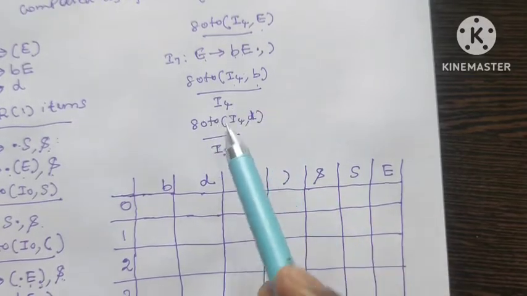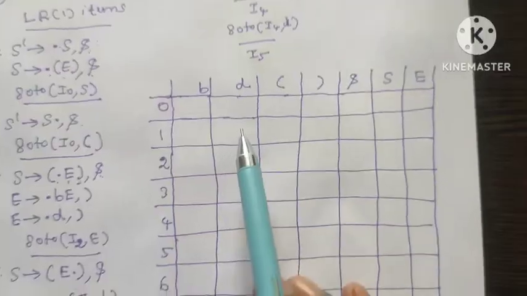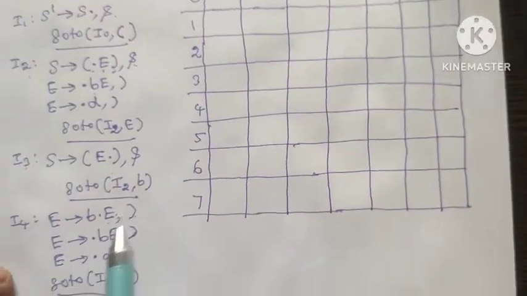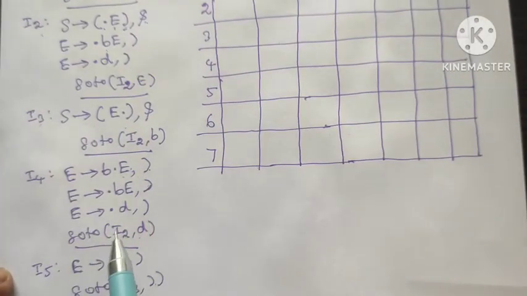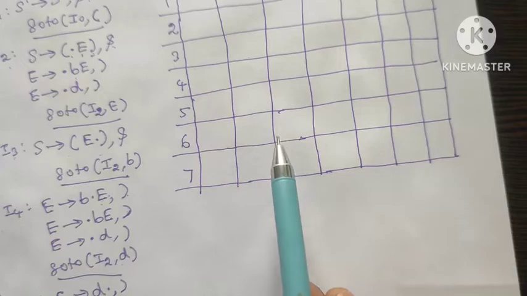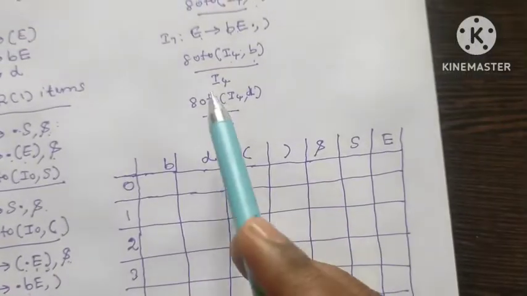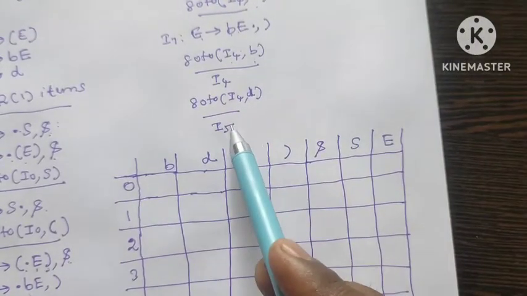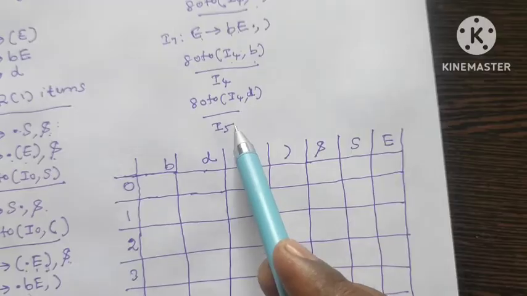That's all. Now the next is goto for I4 comma D. When I place this dot on the right, I will get E tends to D dot comma close brackets. That production is already there. E tends to D dot close brackets, that is I5. So goto of I4 comma D produces I5.